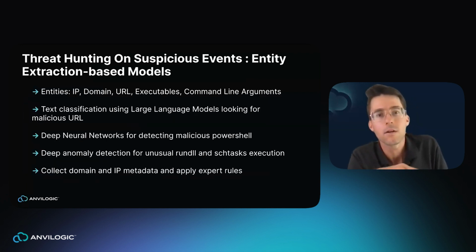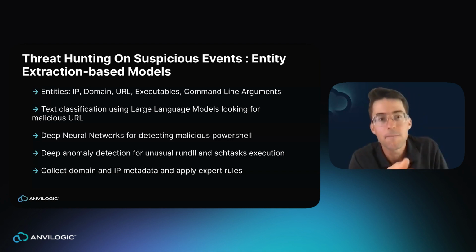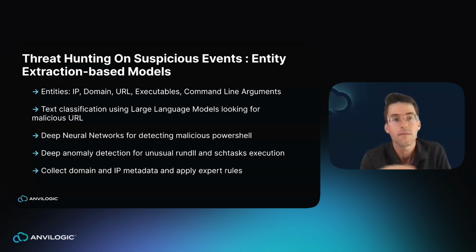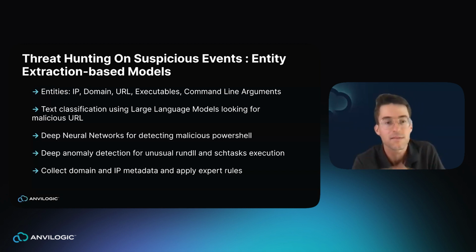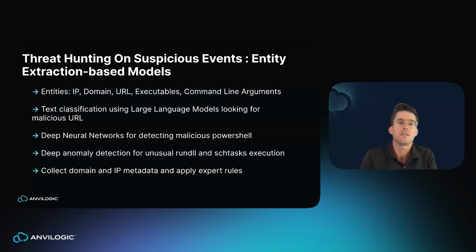And then just one last thought, again, this is me just showing we do lots of fun, cool things here. To do the threat hunting, we extract entities, right: IPs, domains, URLs, executables, and command line arguments from the detections, because sometimes you're going to get data from your data lakes that's not fully parsed. There's good stuff in the process field that just doesn't get pulled out because Windows security event logs won't do that. We use text classification using large language models, like looking for malicious URLs. We use DNNs to detect malicious PowerShell. We also use deep anomaly detection techniques for unusual rundll and scheduled task execution.